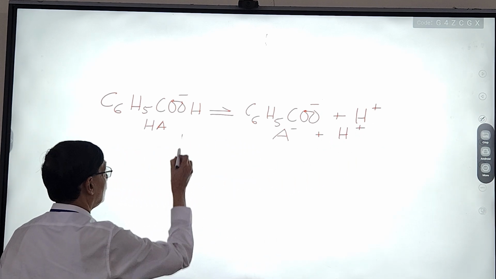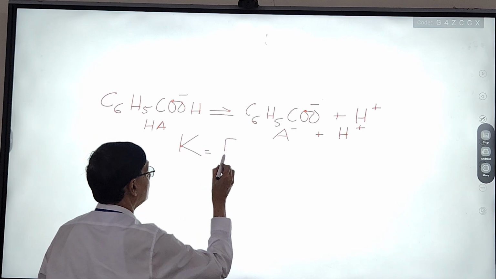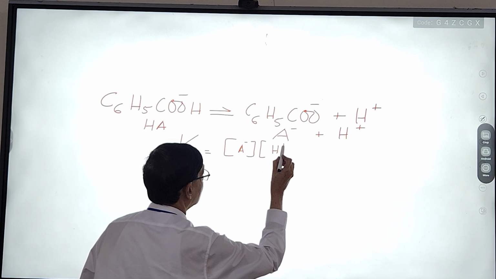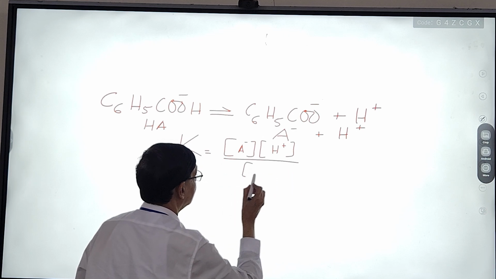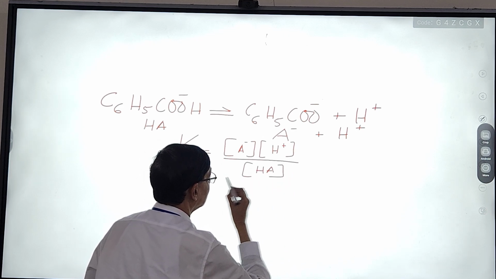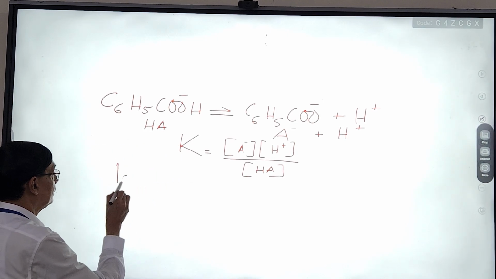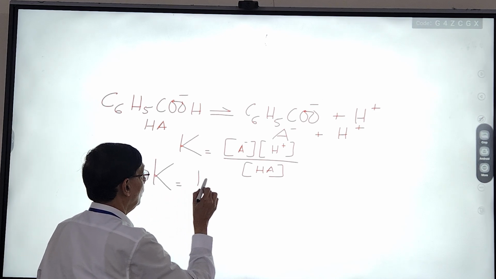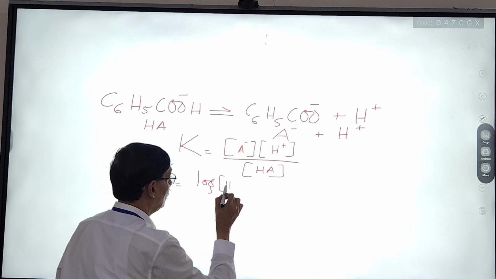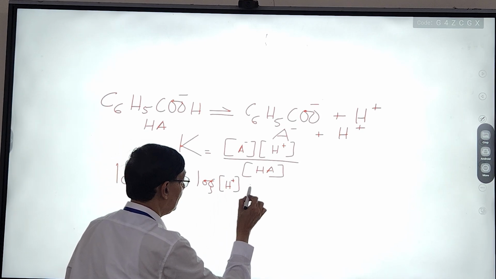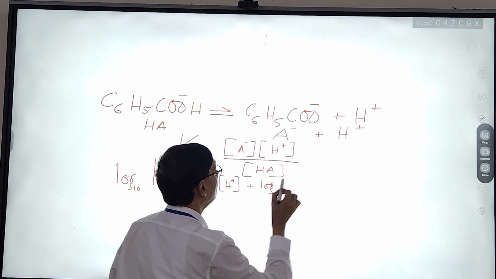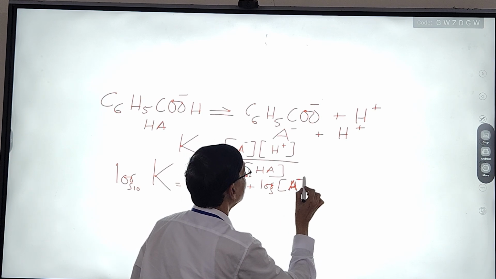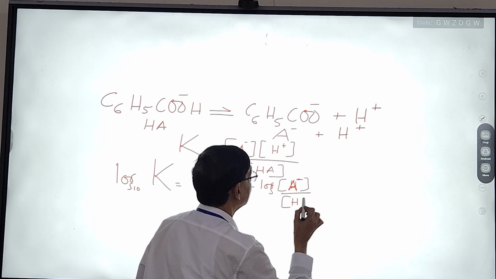K is equal to H positive times A negative over HA. Taking logarithm, of course log base 10, log K equals log of hydrogen plus log of A negative and HA conjugate species.